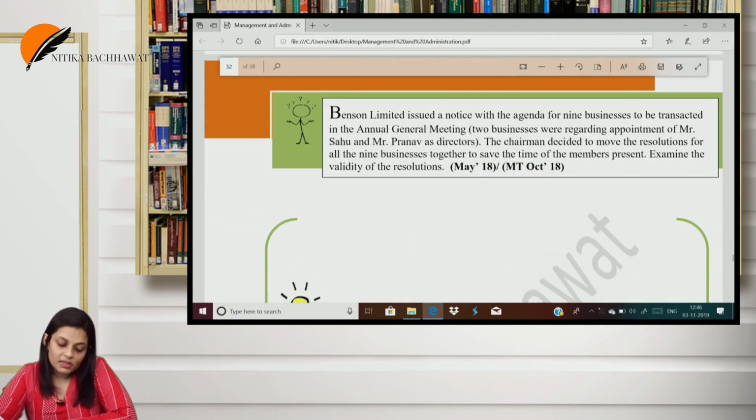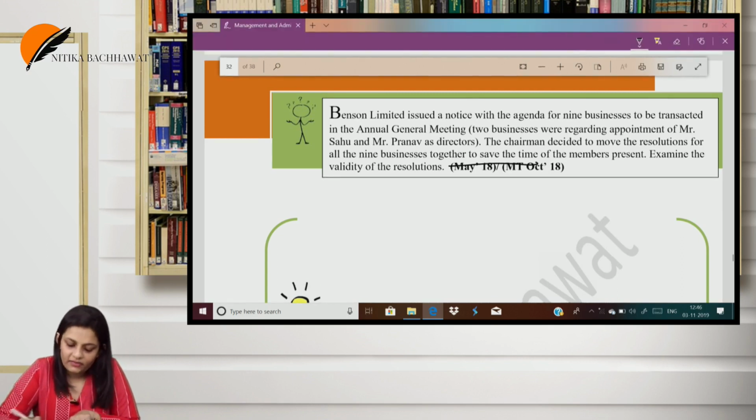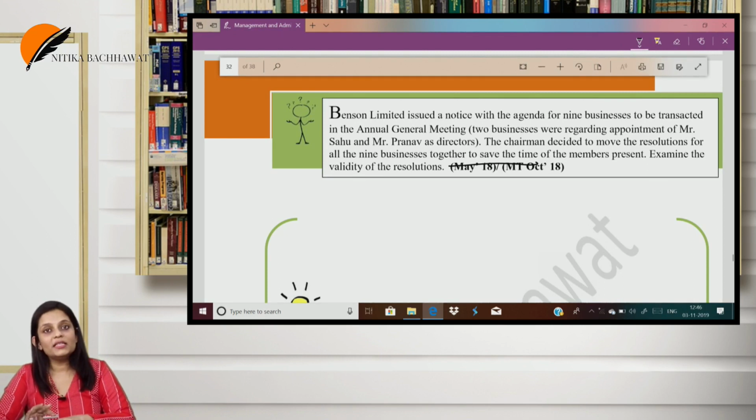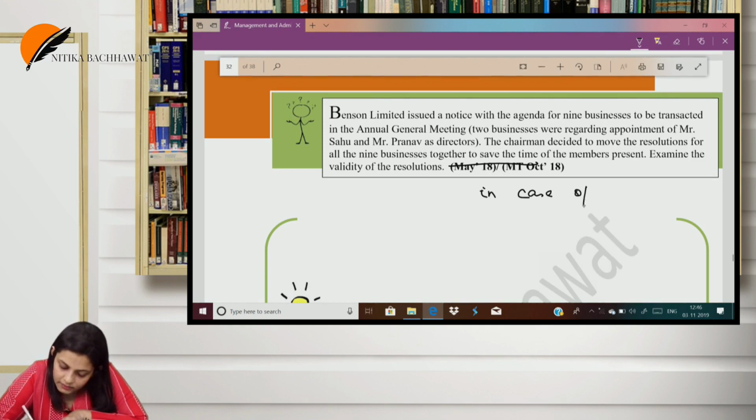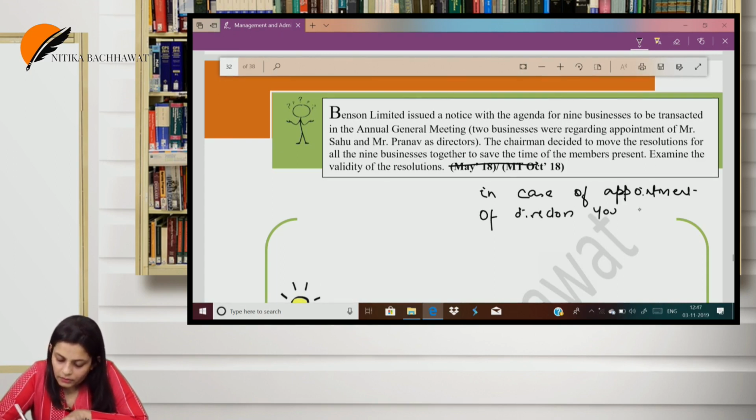Benson Limited issued a notice with the agenda for 9 businesses to be transacted at the annual general meeting. 2 businesses were regarding the appointment of Mr. Sahu and Mr. Pranav as directors. For all of them together, to save time, can they do so? See, as far as the Act is concerned, nothing is given that you cannot club resolutions. So, you can club 2 or more businesses together and pass a single resolution. However, in case of appointment of directors, you cannot pass a single resolution.